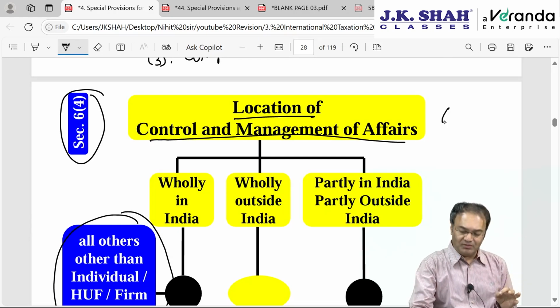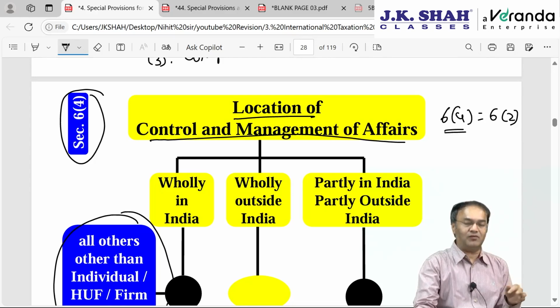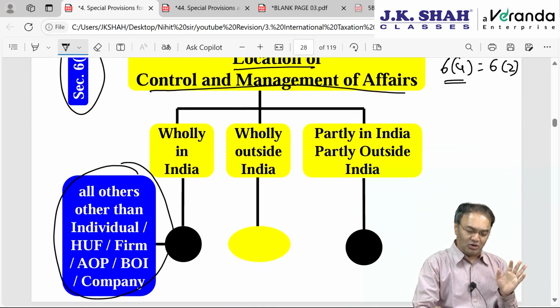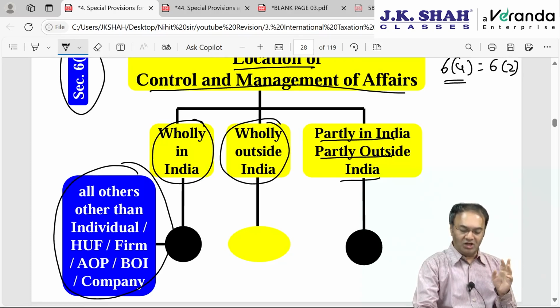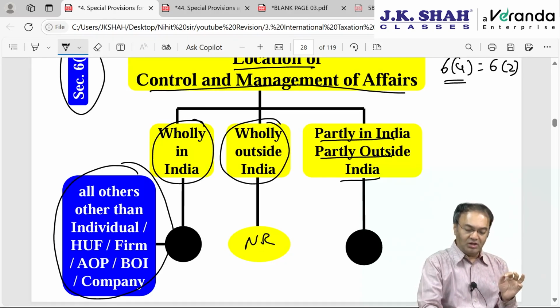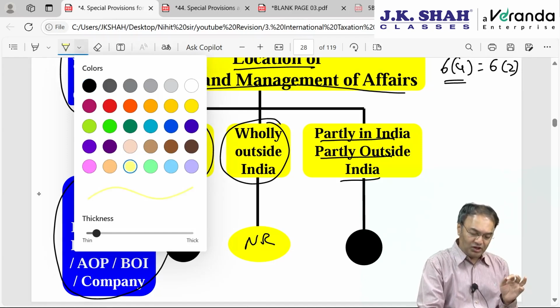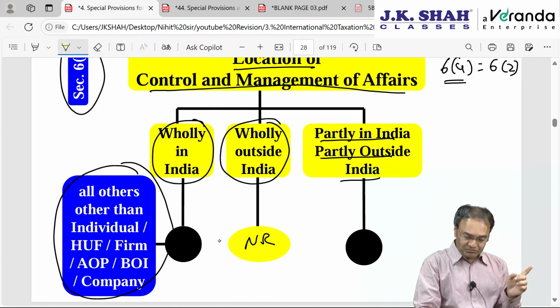Section 6.4 is exactly same as 6.2, but it is given separately for all other people depending on the place of location of management and control. Three possibilities: management control is wholly in India, wholly outside India, or partly in India, partly outside India. If the management is wholly outside India, then non-resident; partly in India, partly outside India, then resident; and wholly in India, then definitely resident.